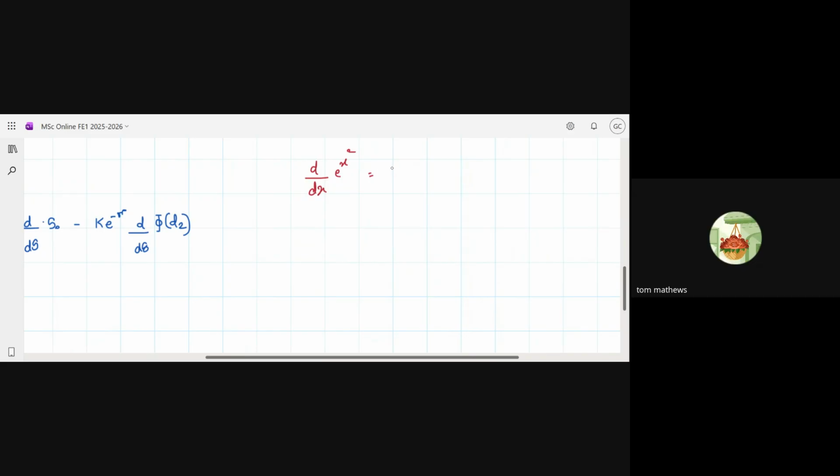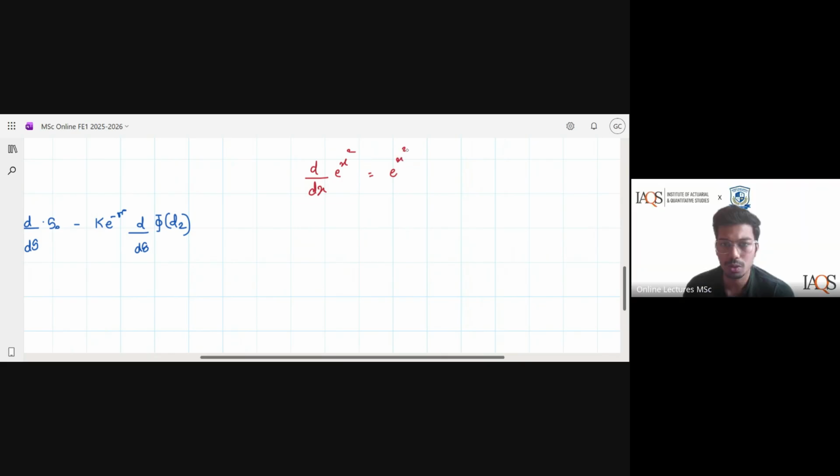2x e raised to x squared. Perfect, because e raised to x is e raised to x, and then I'll differentiate x squared with respect to 2x. This is what you know on the surface. Actually, do you know how the differentiation happens? d by dx of e^(x squared) is actually nothing but d by d(x squared) of e^(x squared) into d by dx of x squared. This is how the differentiation actually happens.